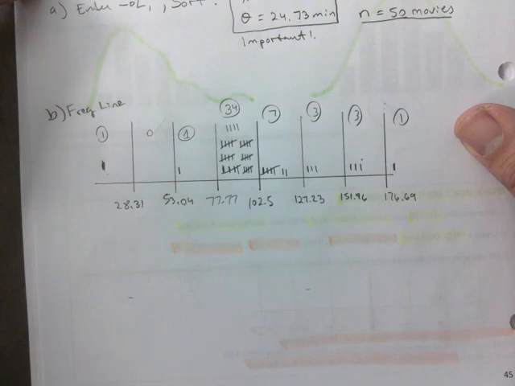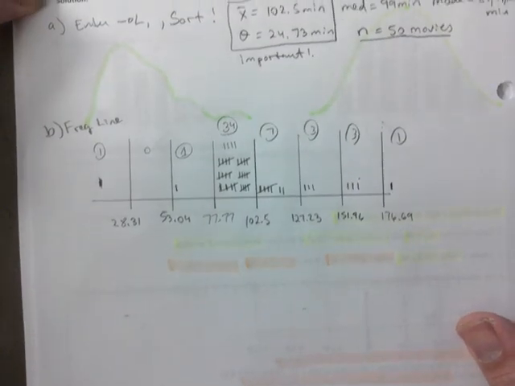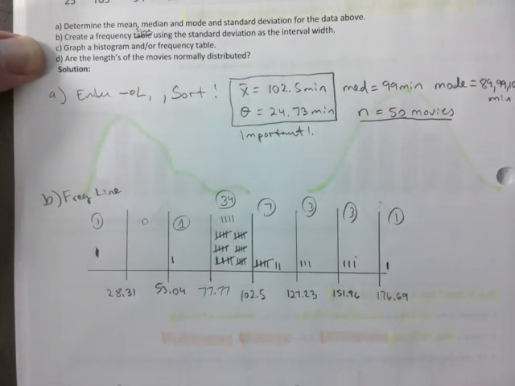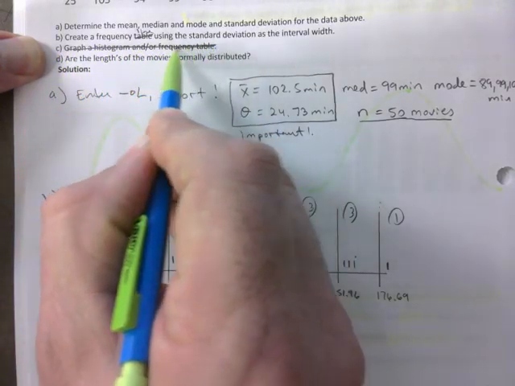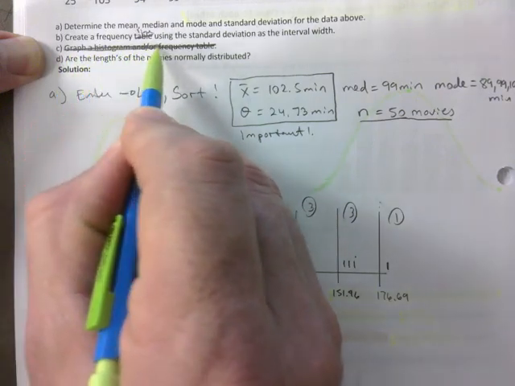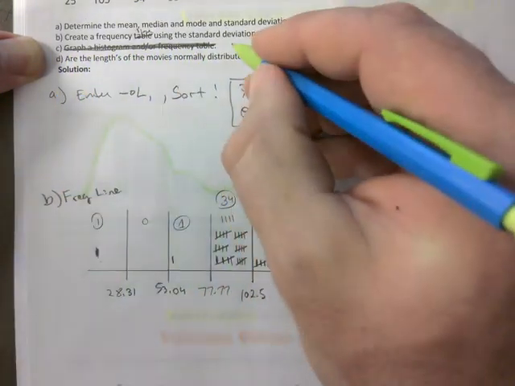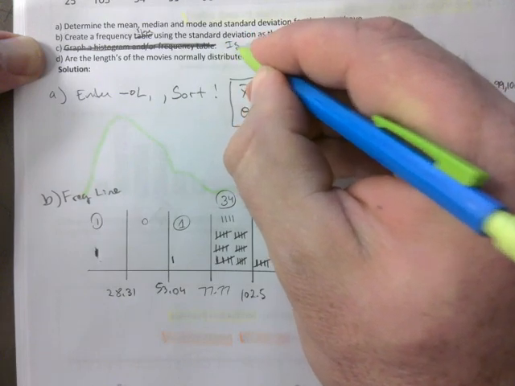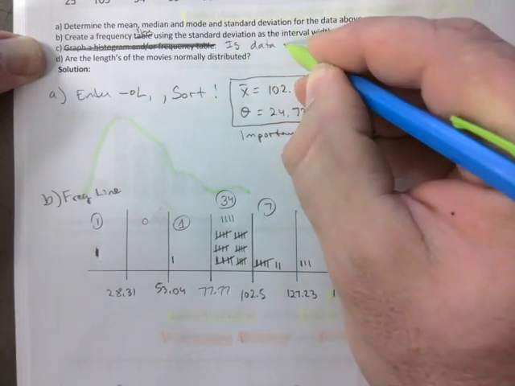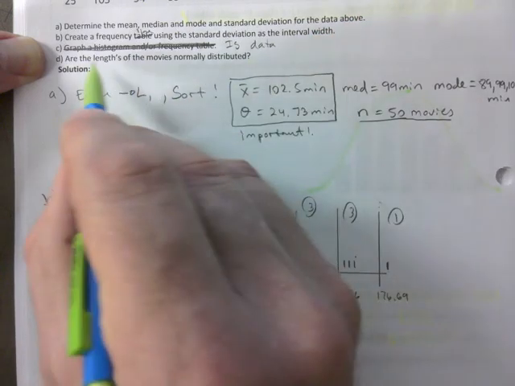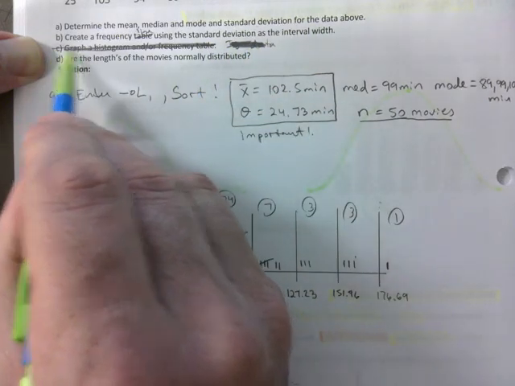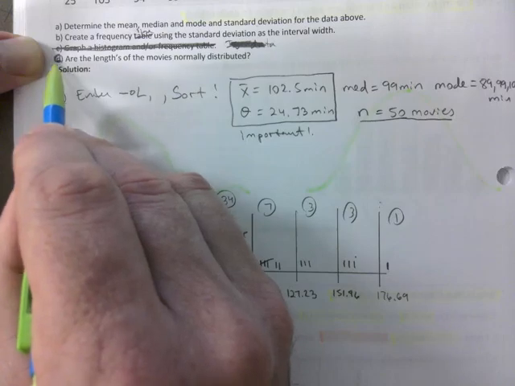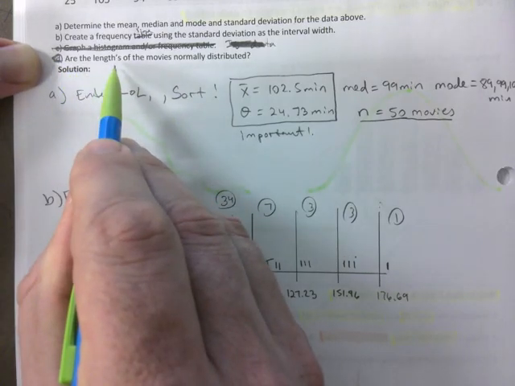C is asking you to graph a histogram or frequency table. I want you to go up here and cross that out. I used to do this, but I'm not going to ask you to do that when it's checking whether or not data is normally distributed. Just say, is data normally distributed? Oh, it's asking right here, so we're just going to cross that out. So basically C is gone, D turns into C. Okay? So make sure you do that.